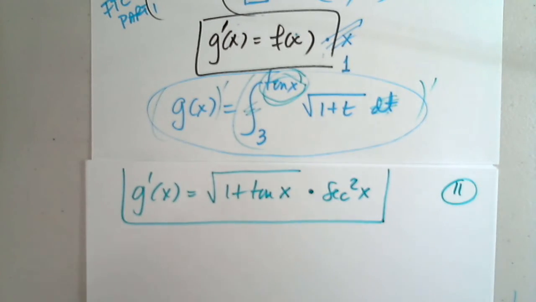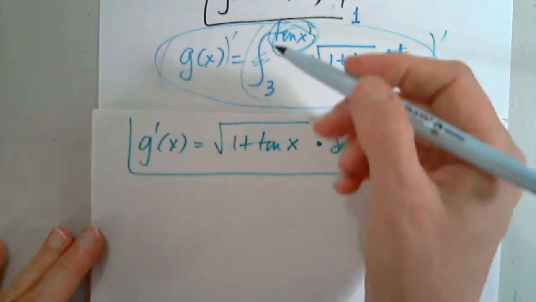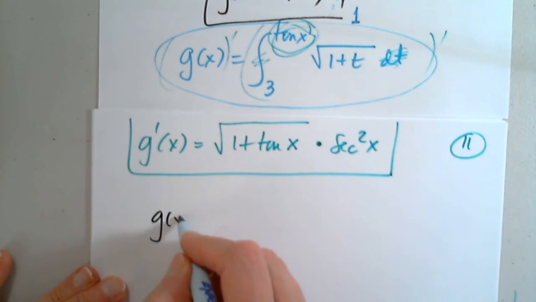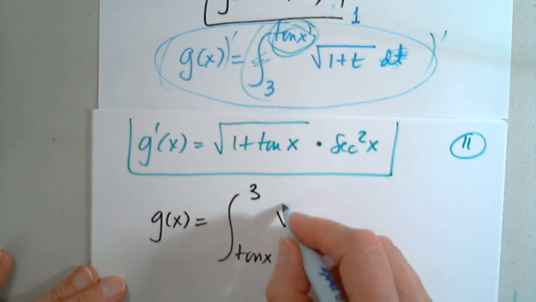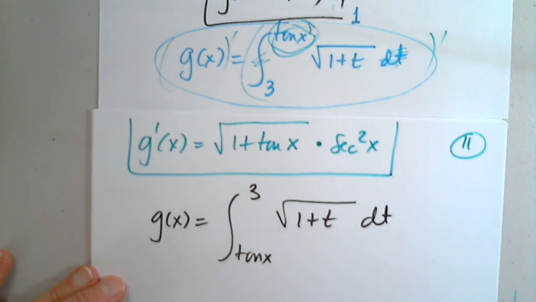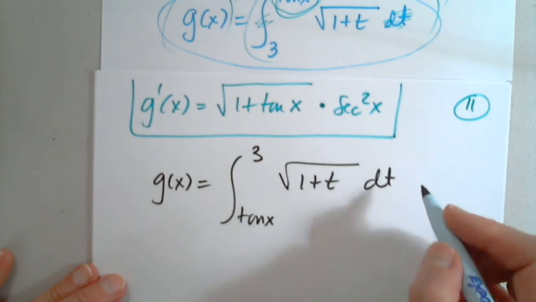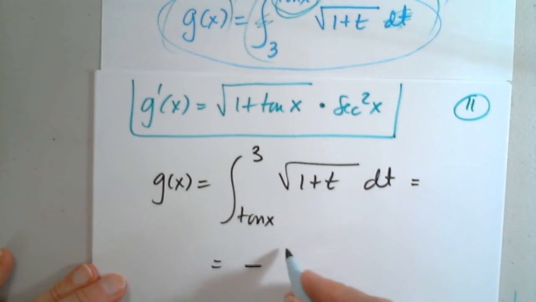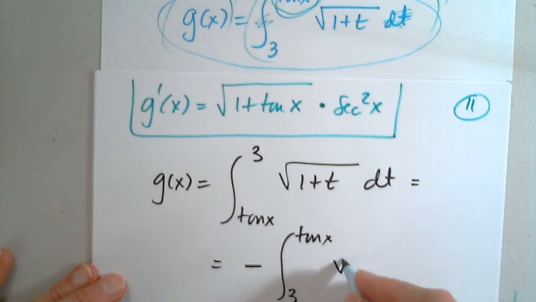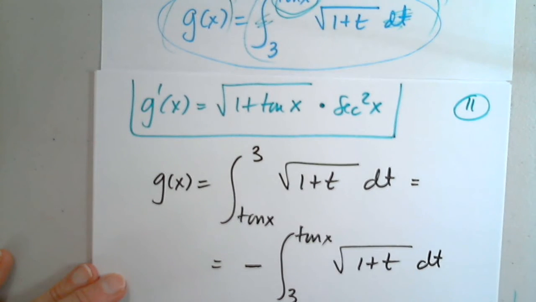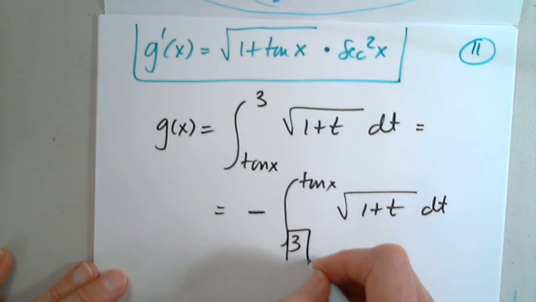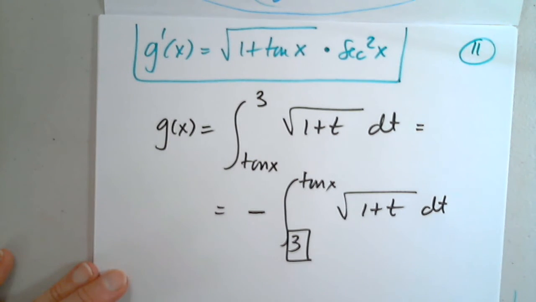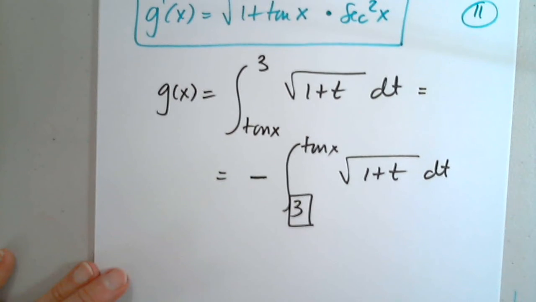Another example, what if these are reversed? So what if I'm given this function? Then I have to use one of the properties that we just discussed, which is this. Reverse the limits of integration from 3 to tangent x, the square root of 1 plus t dt. I have to do that first, because this must be a number. Mandatory. Otherwise, FTC part 1 does not work.